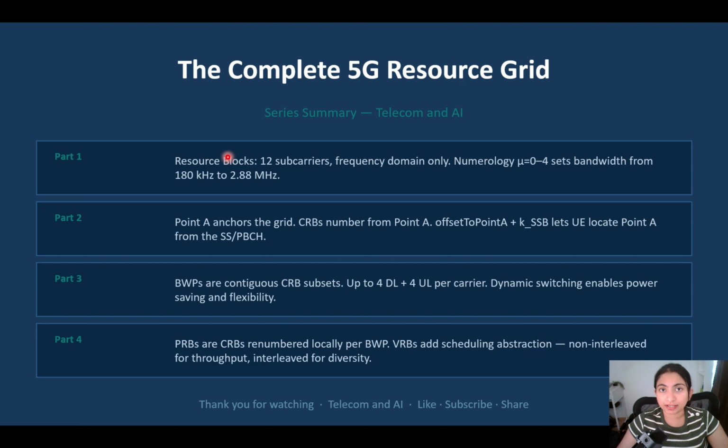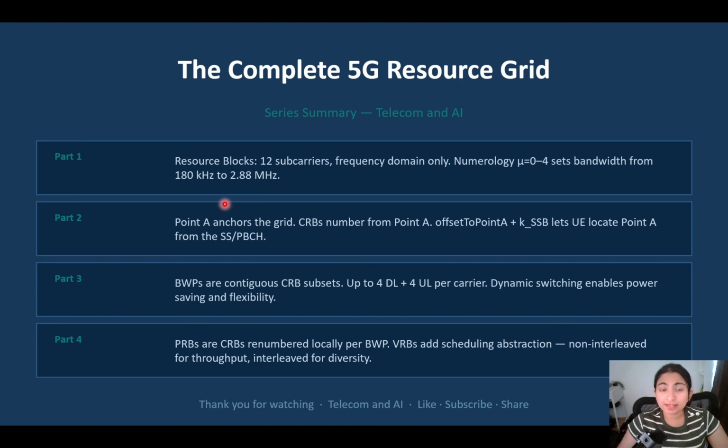In 5G NR, a resource block is defined only within the frequency domain. It consists of exactly 12 subcarriers. The bandwidth of the resource block varies in accordance with the numerology. For example, numerology 0 has 180 kHz and numerology 4 has 2.88 MHz of bandwidth per resource block.